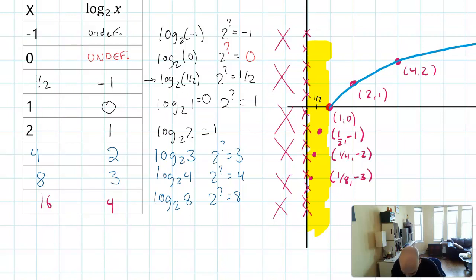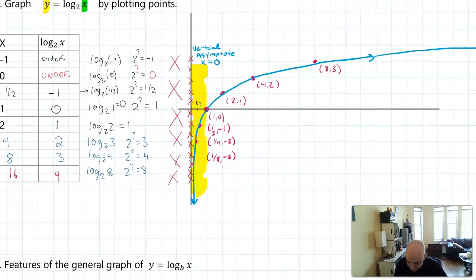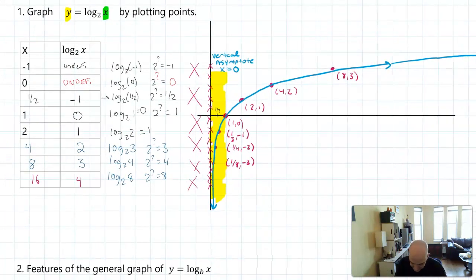And so what's happening with this log graph is, even though it's undefined at 0, as x approaches 0, I'm going to do that in blue, the graph goes down to -infinity, and you have a vertical asymptote at x equals 0. So the log graph has unrestricted but slow growth to the right and a vertical asymptote to the left. And this is the graph of log base 2 of x.